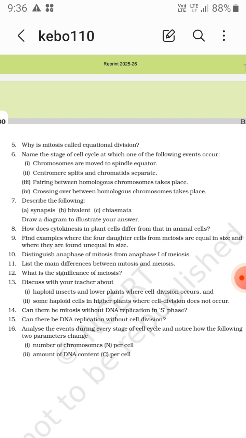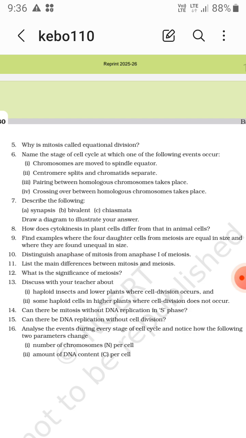Name the stage of the cell cycle at which one of the following events occurs. Chromosomes are moved to the spindle equator. This is metaphase. It can be metaphase of mitosis, or it can be metaphase 1, not 2 mostly, because it's written chromosomes, not chromatids, I think.